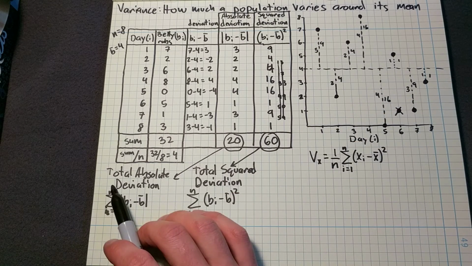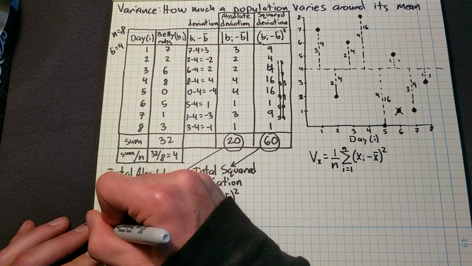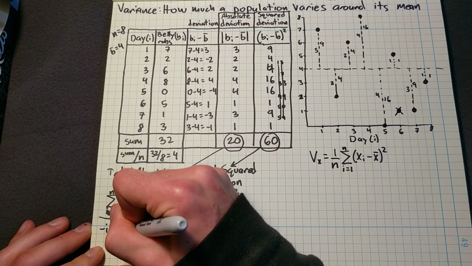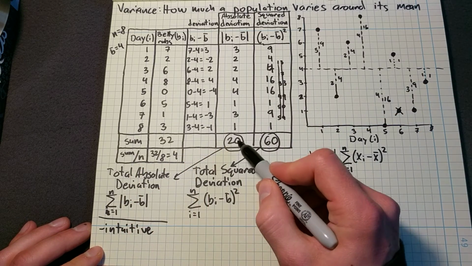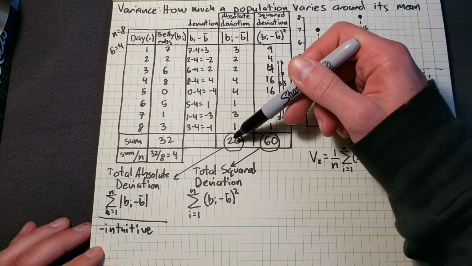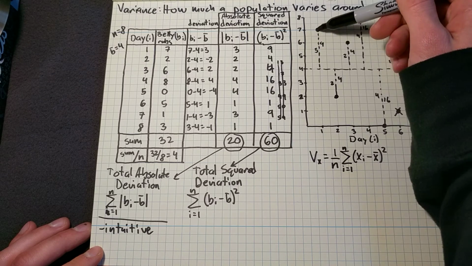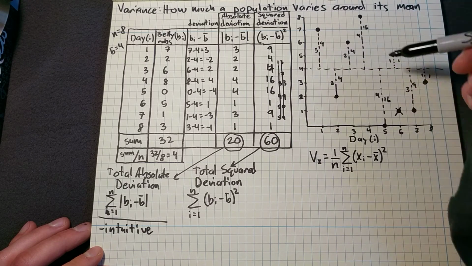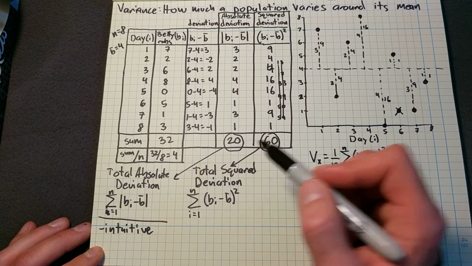So what are the benefits of the total absolute deviation? Well, I would argue it's intuitive. When I see this 20 here, I know that that means that in total, I have to travel 20 to get to all of my points in total. So I do 3 here, 2 there, 2, 4, etc. This 20 makes sense. I can look at the plot and know what this 20 means.